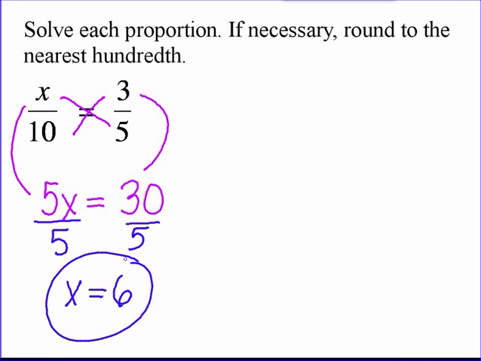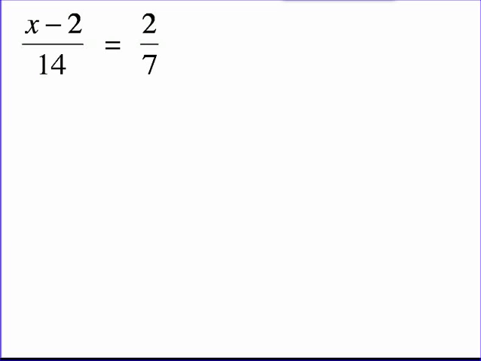All right, so now we're going to do cross products again. This one I'm not going to let you use the expressions on, because notice the difference. I've got a quantity here. When I take the product of the means, I take 7 times what? X minus 2. And what will that equal?